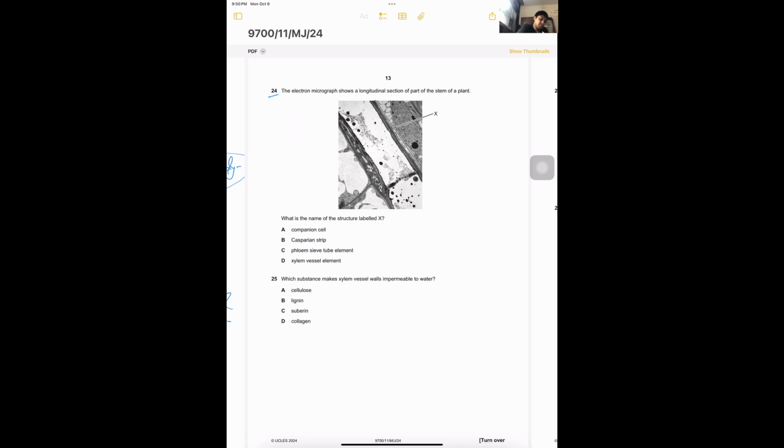Question 24. The electron micrograph shows a longitudinal section of part of the stem of a plant. What is the name of the structure labeled X? Okay, so X is this structure right here, and I can see that this is, oh sorry, they're labeling this entire thing. So this is the phloem sieve tube element, and the answer should be C. A very good picture is given in the textbook. You can just look at it.